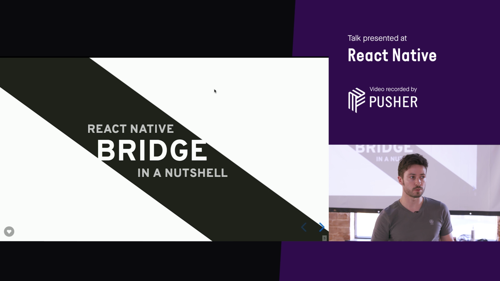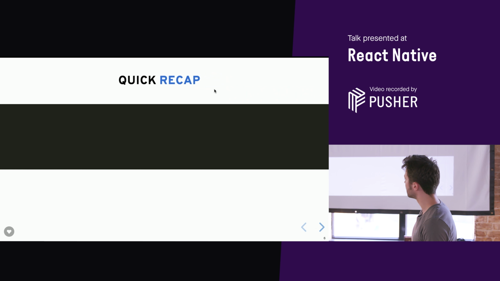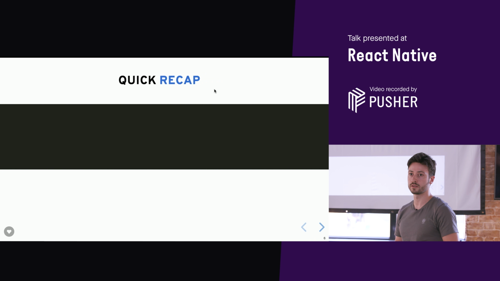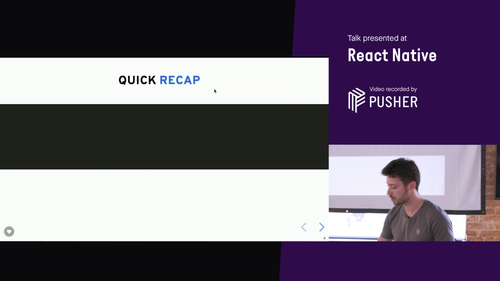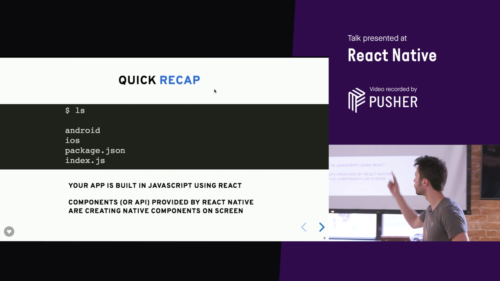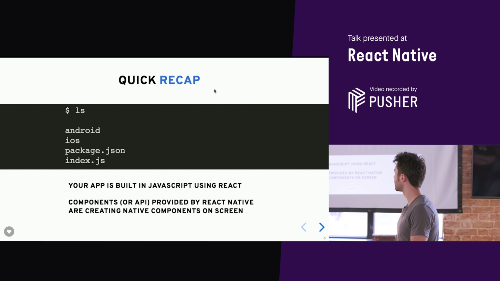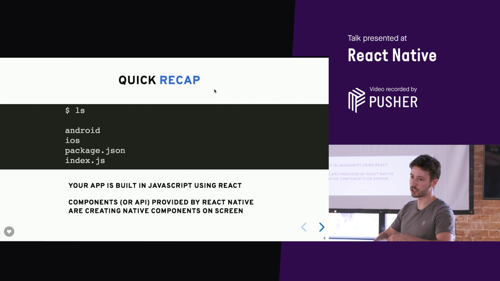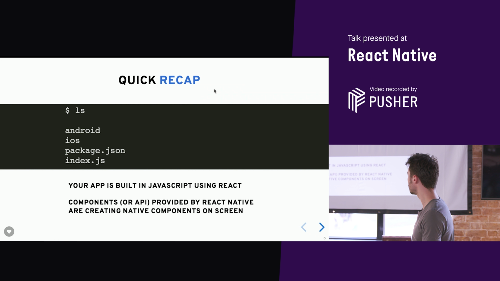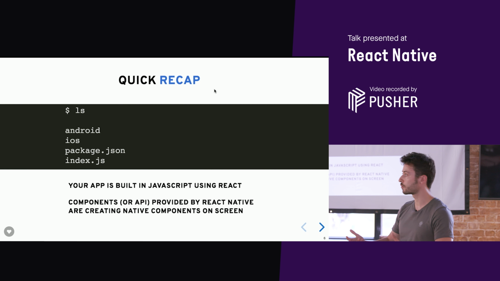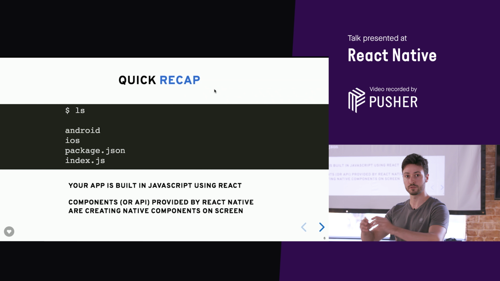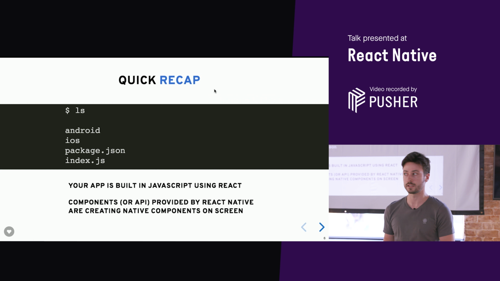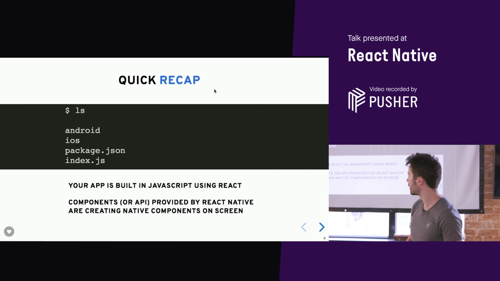If we want to summarize what a bridge is in a React Native application, we first have to take a look at the structure of an application. It's quite simple, in fact. You have the Android and iOS folders, the index.js file that is bootstrapping your application, and your application is built entirely using JavaScript, nothing new. And the big thing with React Native is that, of course, every component that is rendered on the screen is a native one. And this is where the bridge is starting. This is the most important part of React Native.